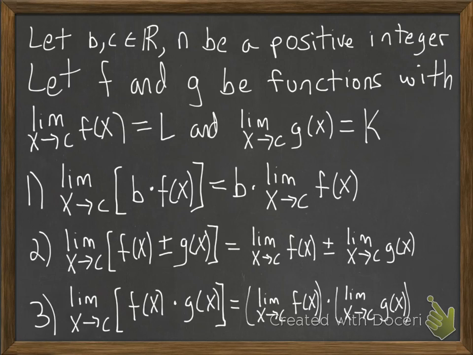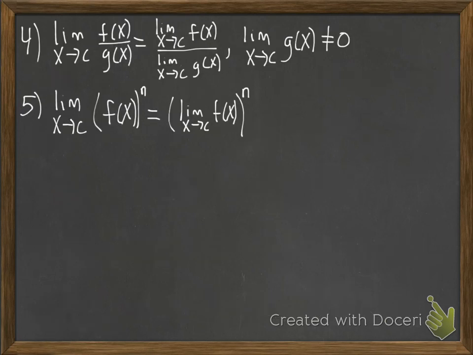And number two, if we have two functions that we can compute the limit of, and they're being added or subtracted, again, the limit essentially can distribute through the addition and subtraction. Number three says the same thing about limits as x approaches c of a product. Again, assuming the two limits exist, you can take the limit of each part.